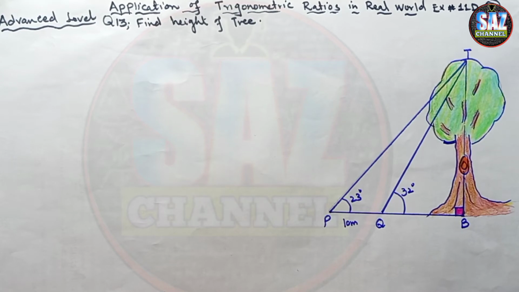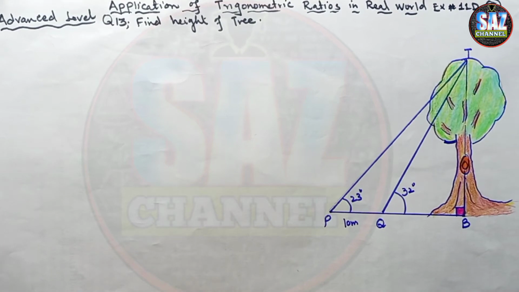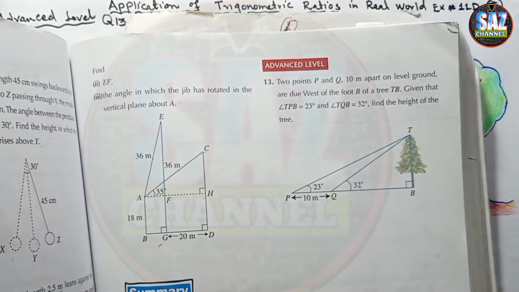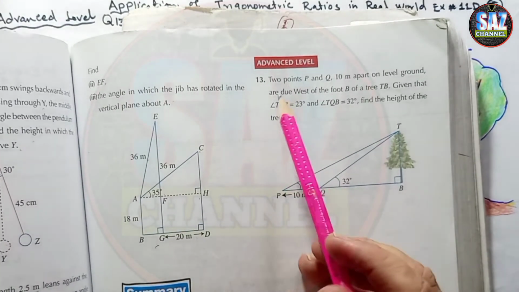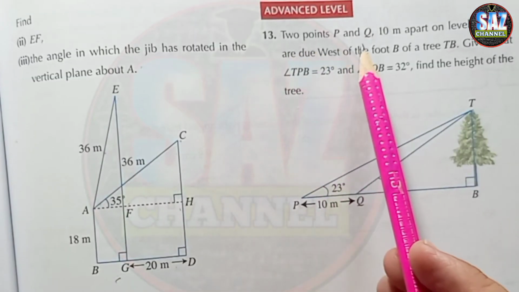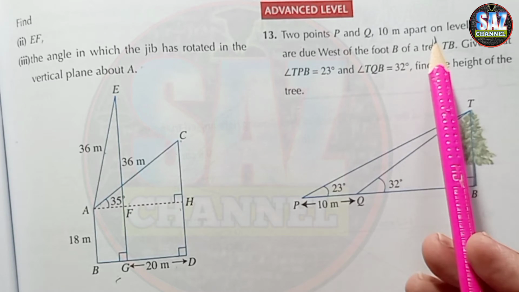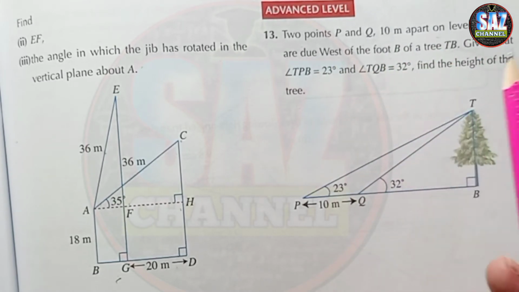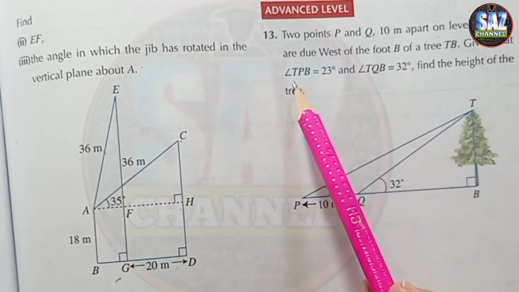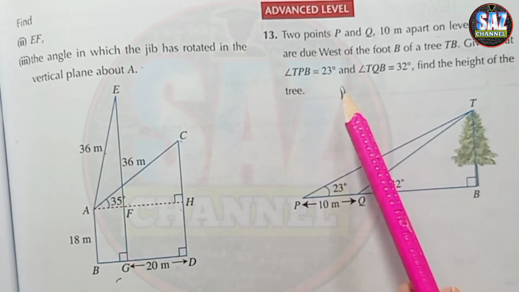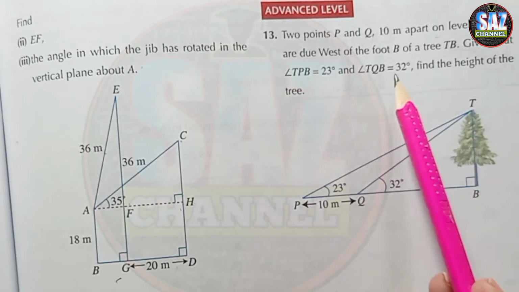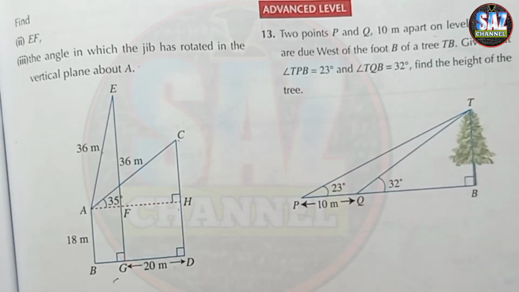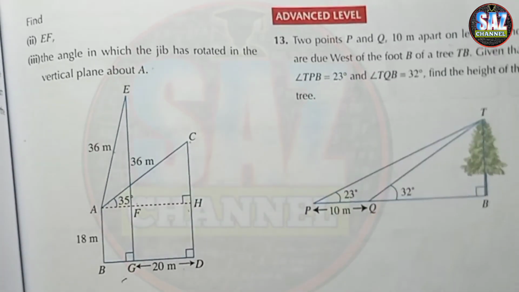Okay, let me move to advanced level question number 13, and let me read the question from the book. As the questions are long, I'm reading the question from the book. Question 13 says, two points P and Q, 10 meters apart on the level ground, are due west of the foot B of the tree TB. Given that TPB is 23 degrees and TQB is 32 degrees, find the height of the tree.